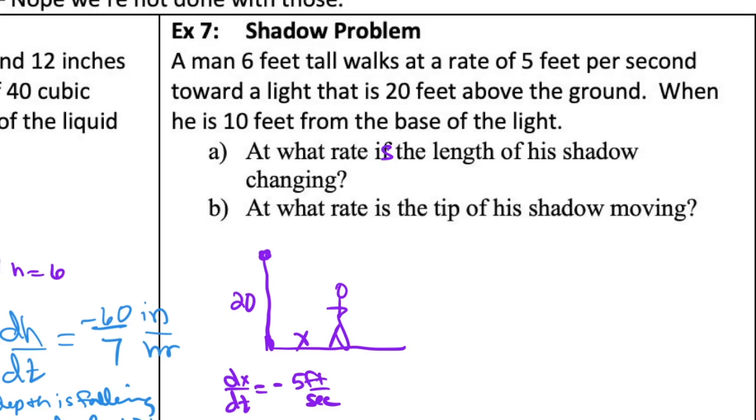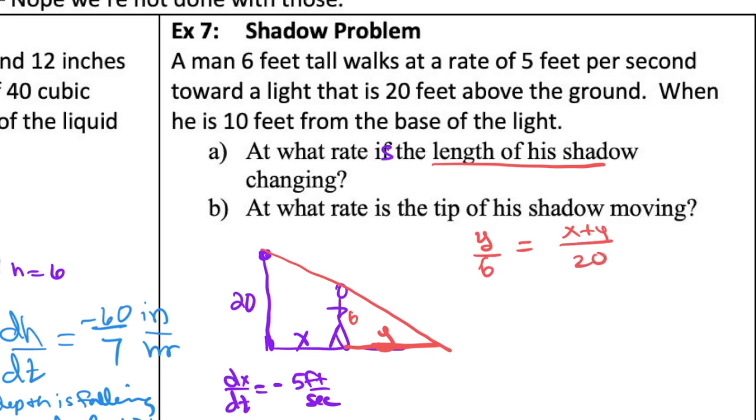We're told a person is 6 feet tall, so let's throw in a 6. There we go. And then we want to know at what rate is the length of his shadow changing. Now, the length of the shadow is behind the light, and we're going to label that y. So once again, you should see some similar triangles. y over 6 is equal to the corresponding side, x plus y over 20. So if we're looking for the rate of the length of shadow, that's going to be your dy/dt when he is 10 feet away.